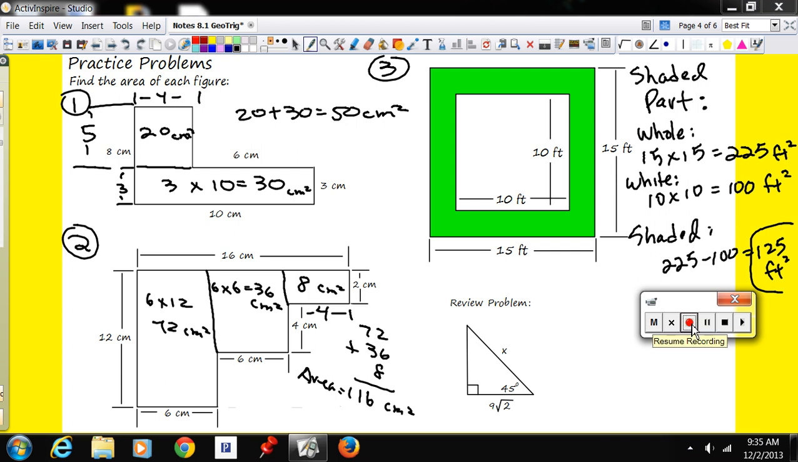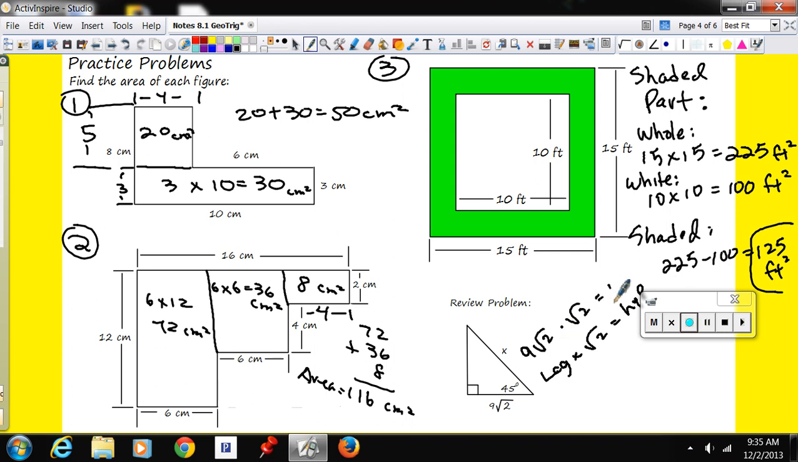The formula was to take your leg and multiply it by radical 2. That will equal your hypotenuse. So you could take the 9 radical 2 and times it by radical 2. You would get 18, because radical 2 times radical 2 would be 2, and 9 times 2 would be 18. So 18 would be your x. All right, moving on.